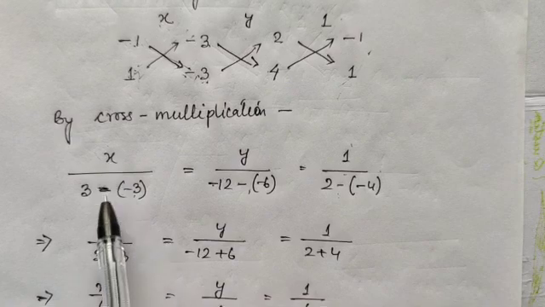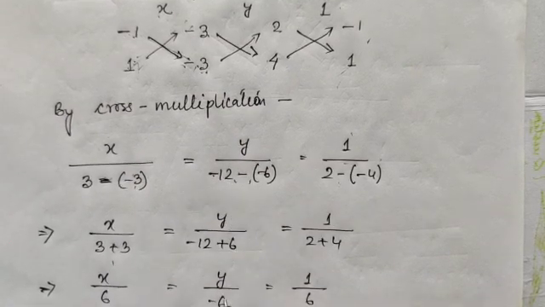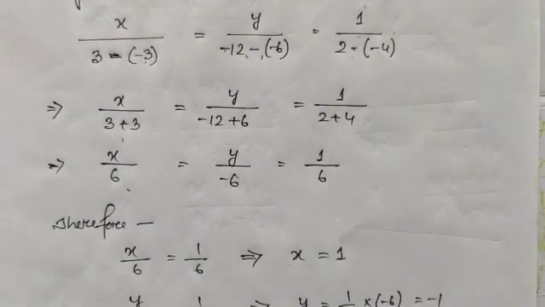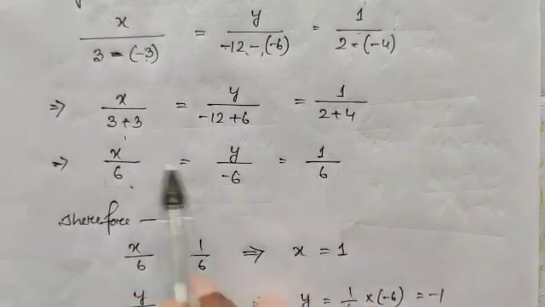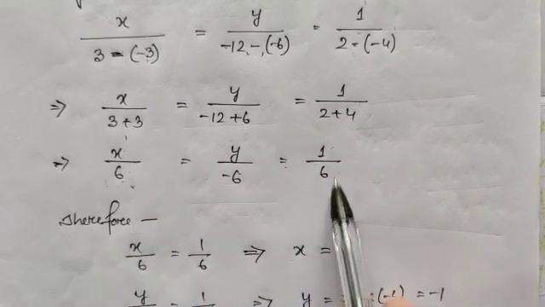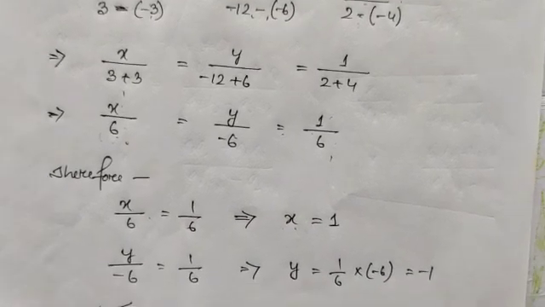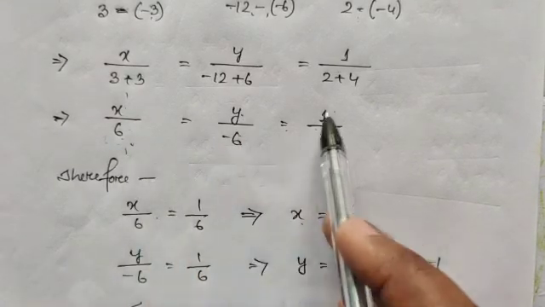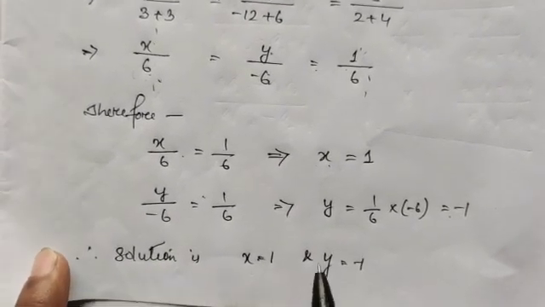Now if you further simplify, minus plus, you will get here 6. Again simplify this, you will get -6. Simplify this, you will get 6. Now how to get x? Now this is a proportional part. From this proportional part, if you take these two ratios, x by 6 is equal to 1 by 6, you can easily find x. Again, y by -6 is equal to 1 by 6, easily you can find y equal to -1, which is the solution.